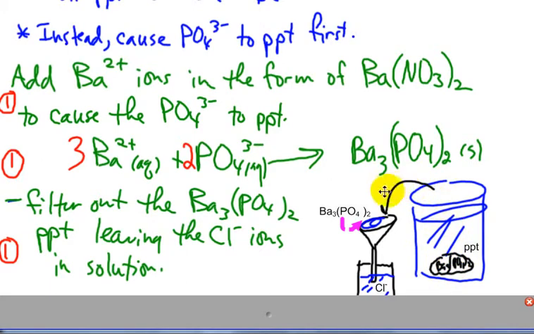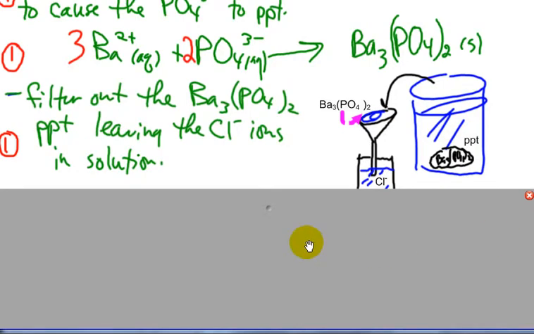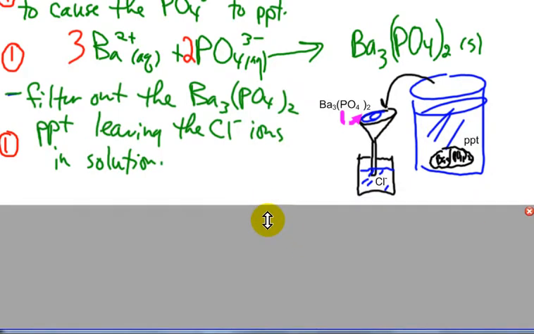Then all I need to do is pour that through a filter, filter out the barium phosphate. It'll stay as a solid in the filter paper, and the chloride ions will just go right on through. So there you've answered the question. You've separated those 2 ions from each other by precipitating one of them.